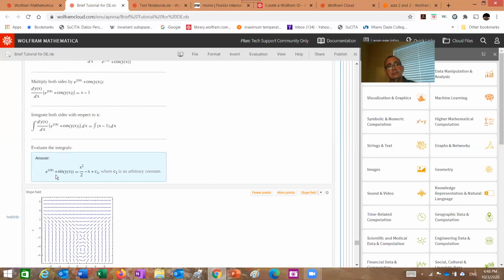But the Wolfram language says that if this function has an inverse function, then f of y is equal to this. Then f of y is e to the y plus sine of y. Then it moves that f to the other side as the inverse function. It doesn't represent it in a concrete way, but it says inverse function in front of this.